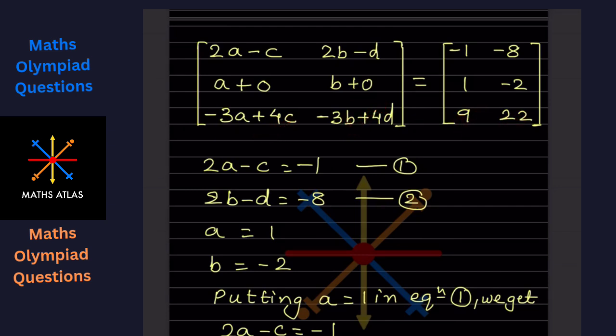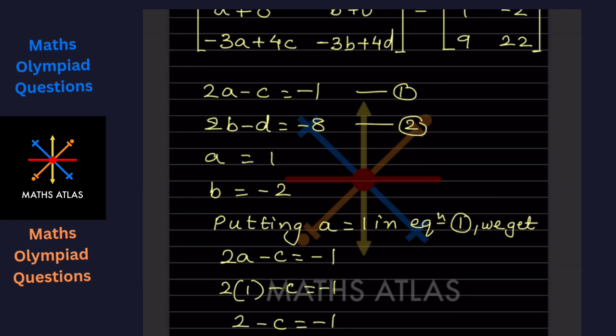So now see here, putting a is equal to 1, because we already got here a as 1. We are going to put a as 1 in equation number 1. If you take this equation here, in place of a you put 1. Rest everything is the same. So here 2 into 1 will be 2. These are all the same.